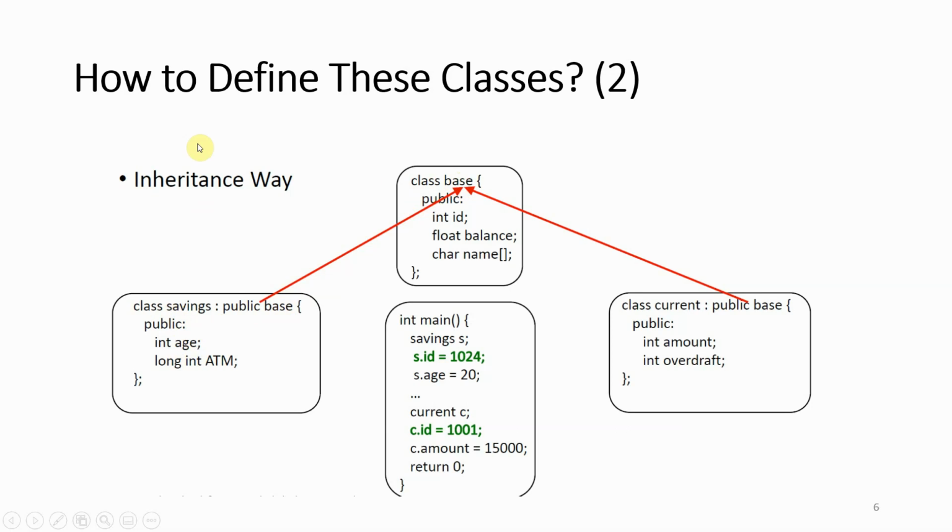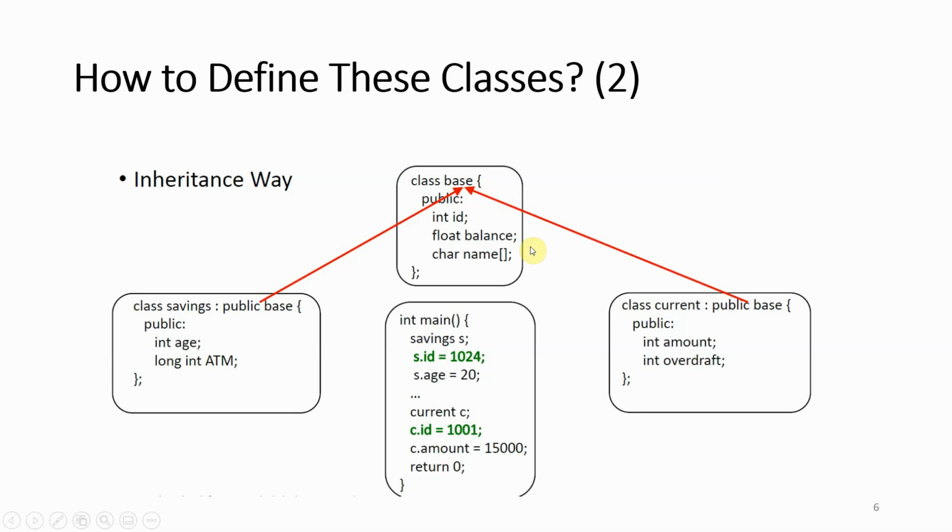that's what inheritance means. Inheritance is basically getting something from your ancestors, right? So for example, my parents both have black hair. I inherited black hair from my parents, right? So this is an attribute that I inherited from my parents. So here this is the same case. This class savings is inheriting ID, balance, and name from class base.